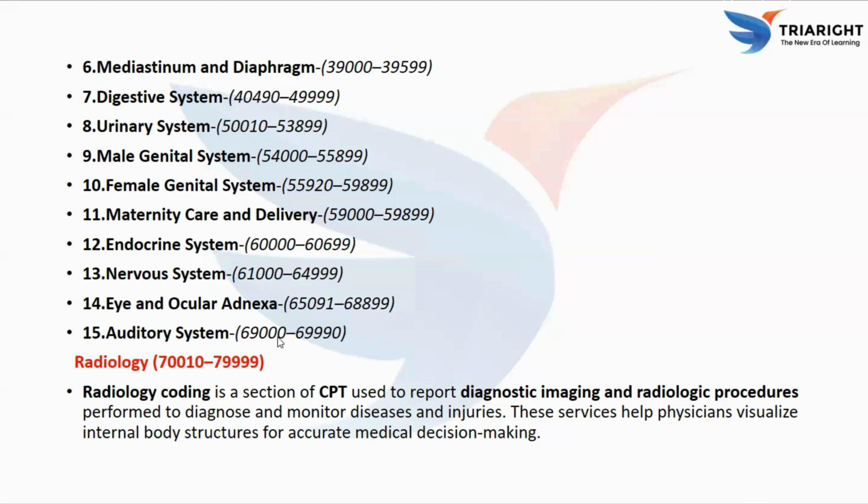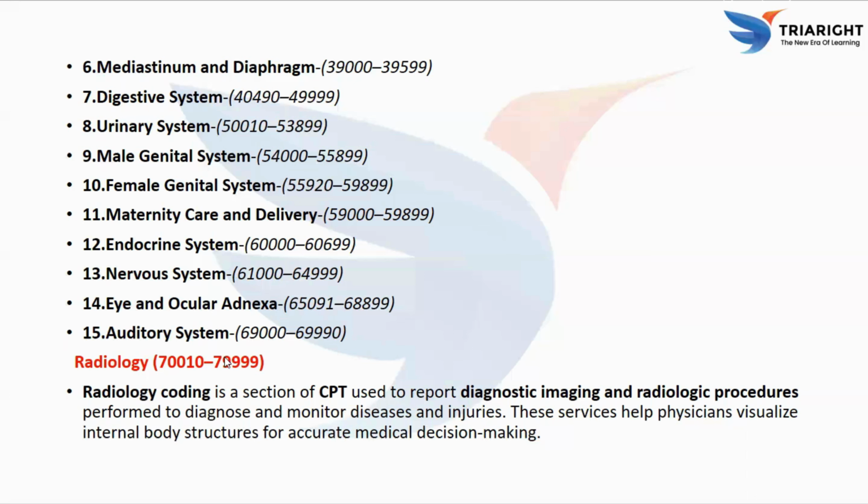Next is fifteen, the auditory system, 69,000 to 69,990. It covers ear related surgeries. It includes the external ear, middle ear and inner ear. Examples of the procedures are tympanoplasty and ear tube insertion. So next is the radiology section.